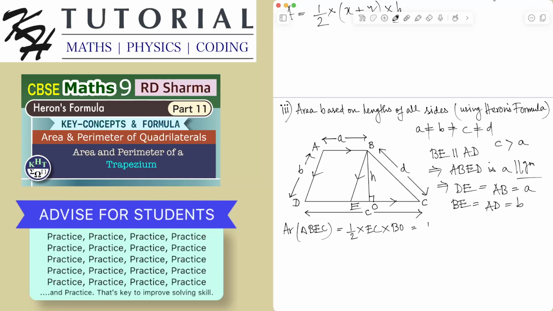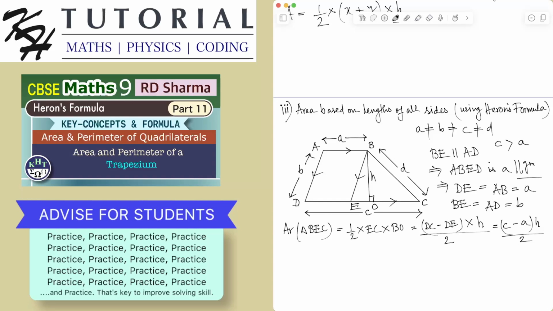So this is equal to, what is EC? EC is DC minus DE, multiplied by BO, the altitude of this trapezium whose length is small h, divided by 2. Now what is DC? DC is the length of the parallel side DC of the trapezium, which is small c. And what is DE? DE we have computed to be small a. So this is c minus a multiplied by h divided by 2.